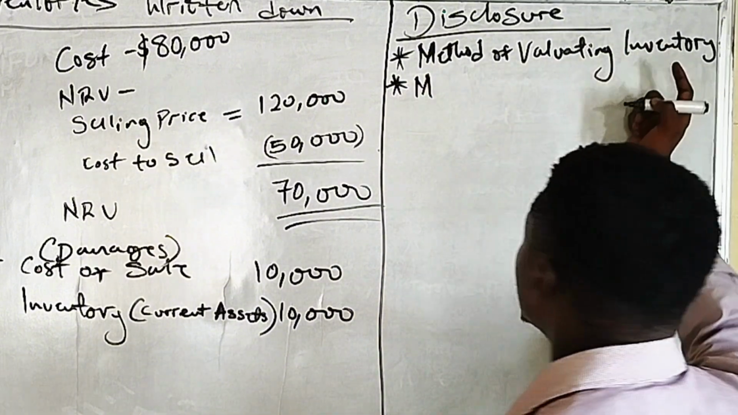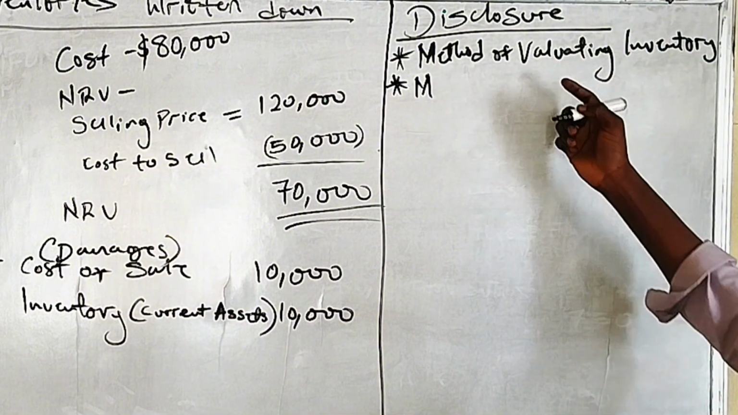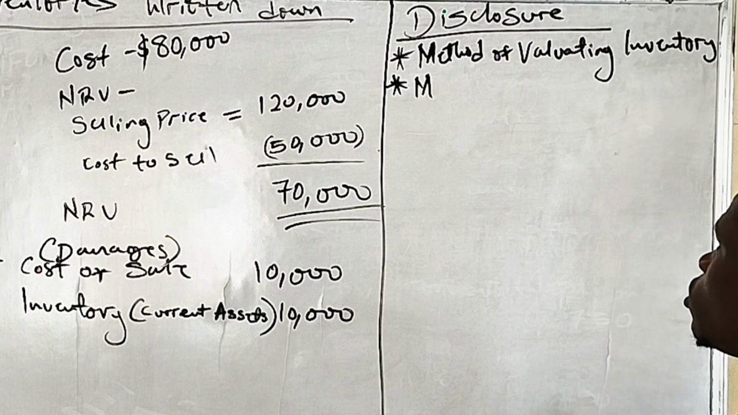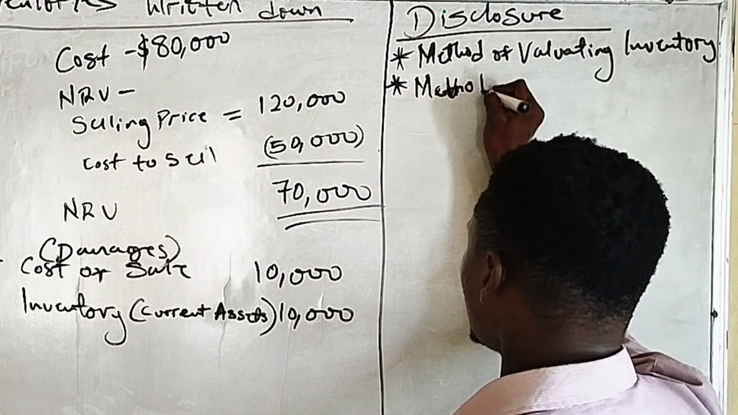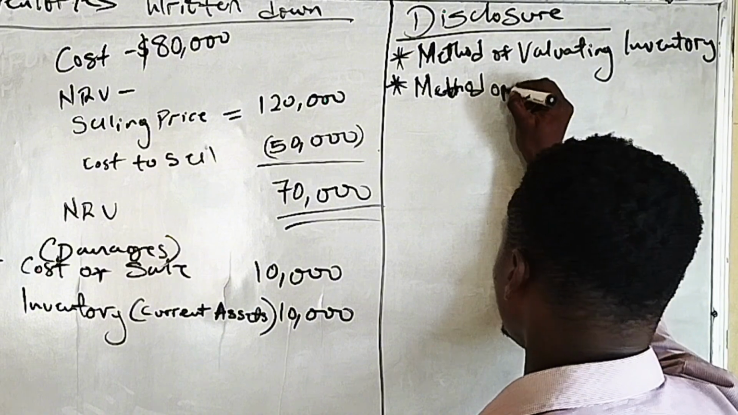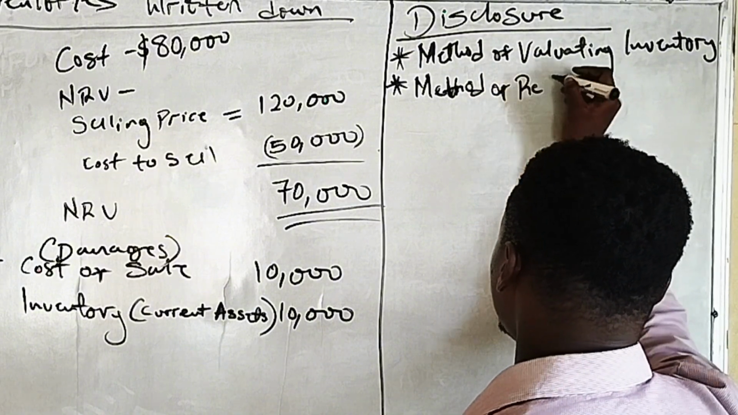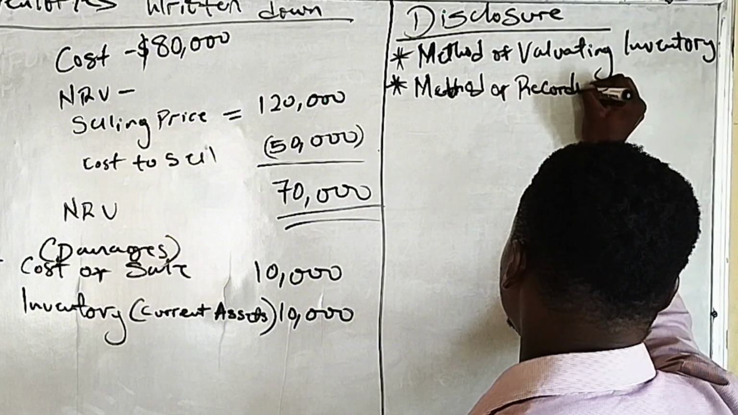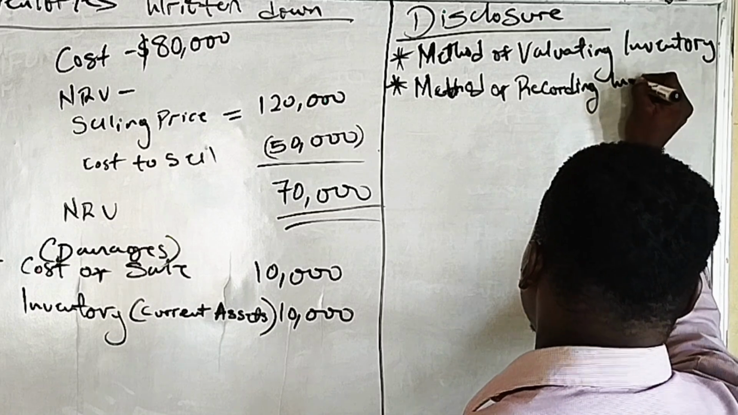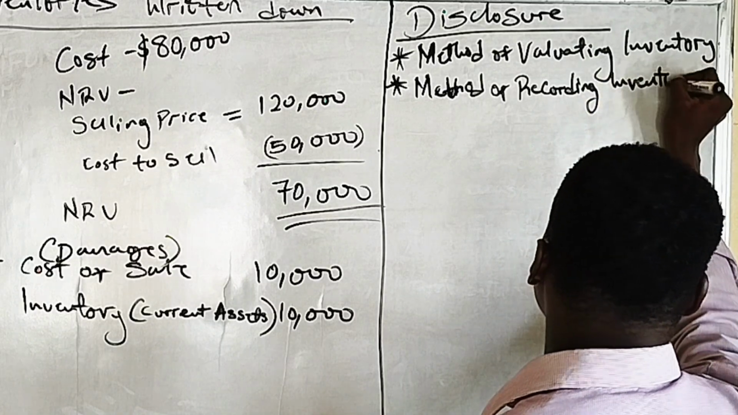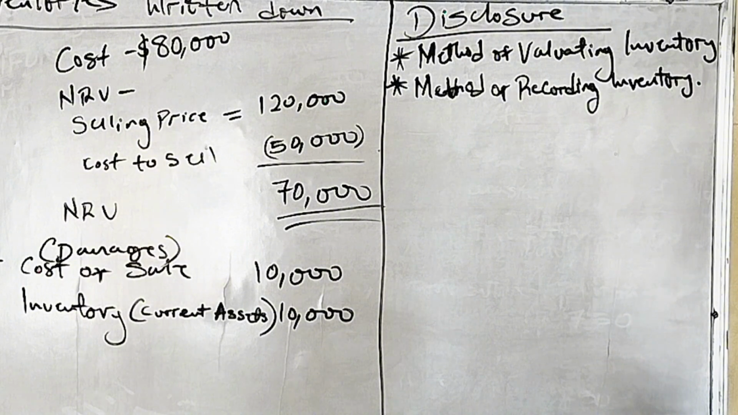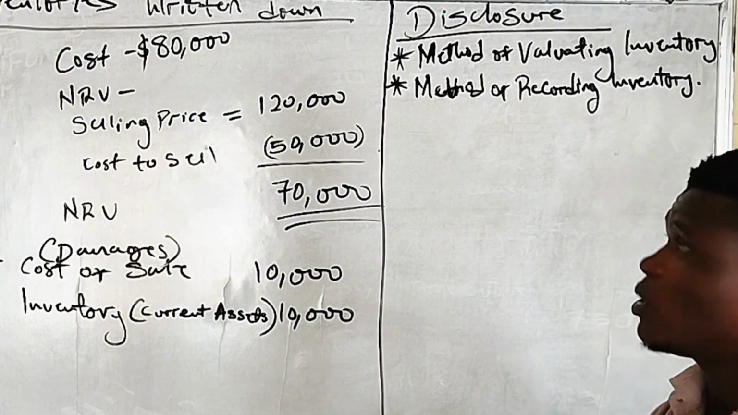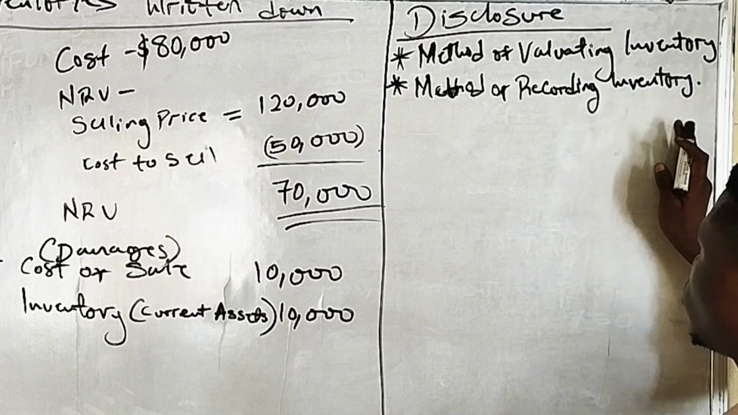This method of valuing inventory, which we said is divided into FIFO or weighted average cost. Then you must also disclose the method which you are using to record your inventory. Method of recording inventory. This might be either the periodic method or the perpetual method, like we have said. So that's for method of recording inventory.